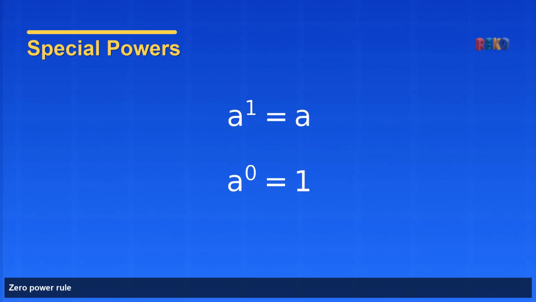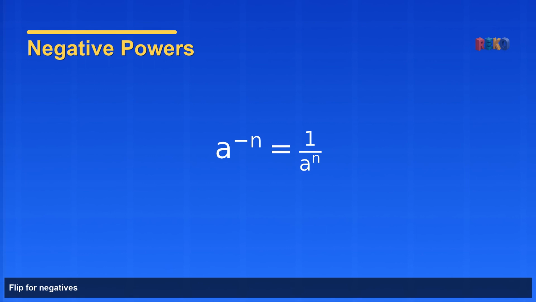Any number to the power of 1 equals itself. Any non-zero number to the power of 0 equals 1. A negative power means the number is flipped or inverted. This process is called taking the reciprocal. Instead of multiplying by the base, we divide by it. For example, 2 to the power of minus 1 means 1 divided by 2, and 2 to the power of minus 3 means 1 divided by 2 cubed, which equals 1 over 8. The larger the negative index, the smaller the value becomes.